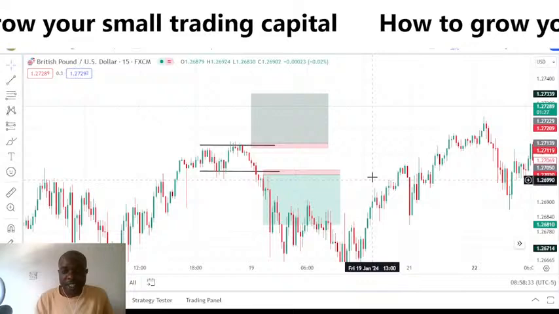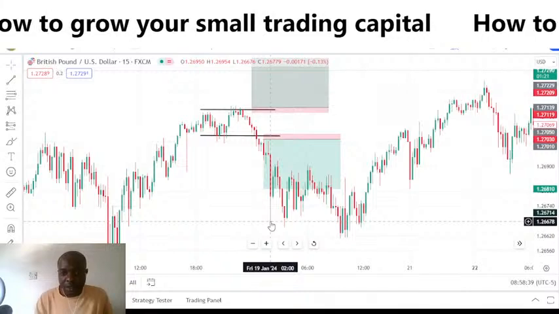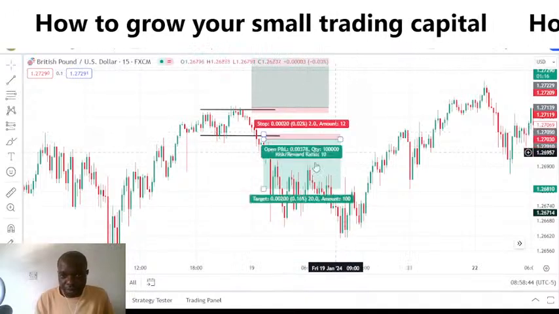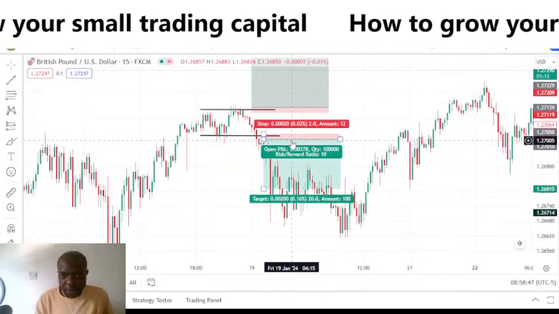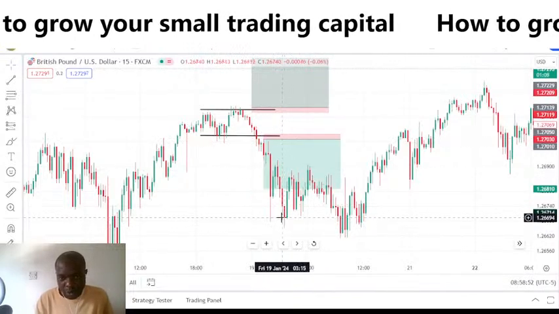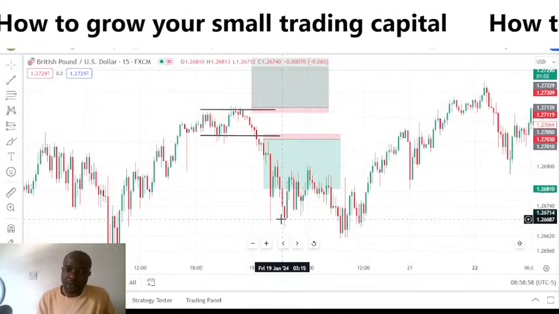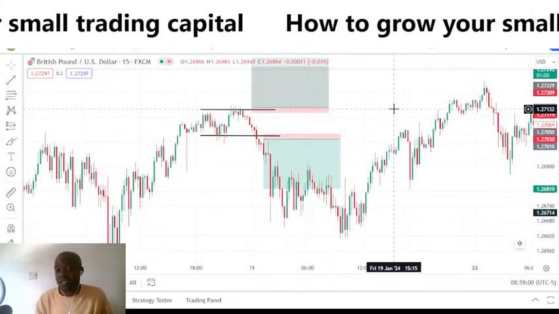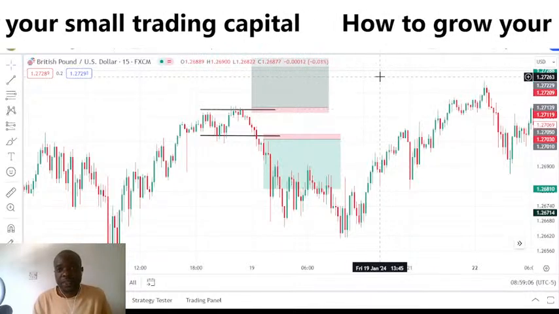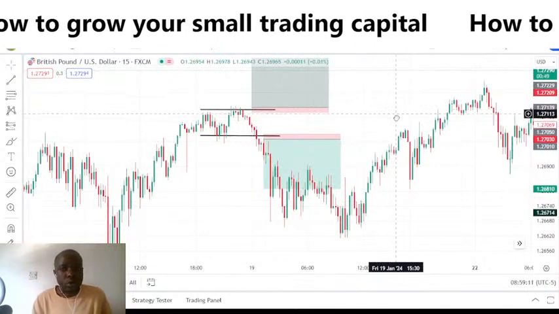So let's take a look at this now. Our entry point here is 27.00. The take profit is hit when the market reaches almost 600 pips, 500 to 600 pips. As you can see from the screen, we have 500 to 600 pips. So that's how to grow your account.